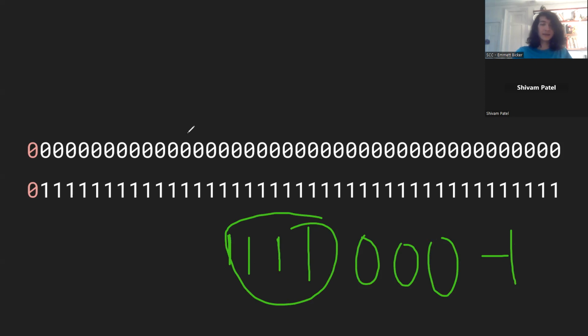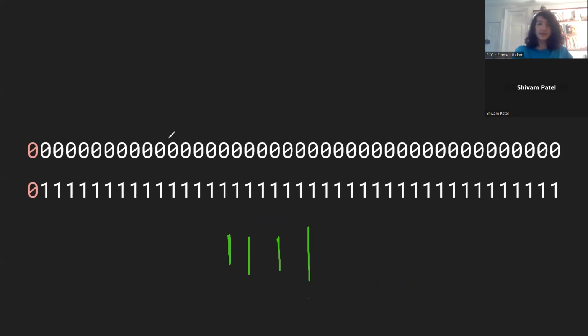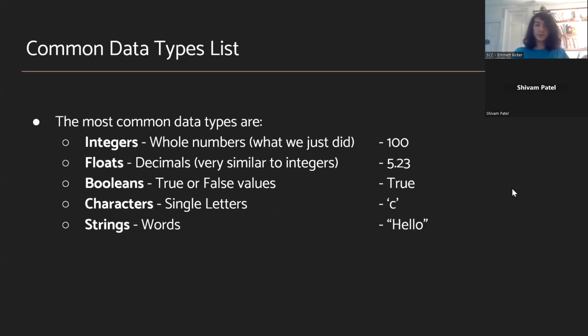That's just an aside. That doesn't really matter too much. It's just a detail of how computers work. It lets you do some cool things later on, but I won't go too much into it. So that's integers, what we just did.